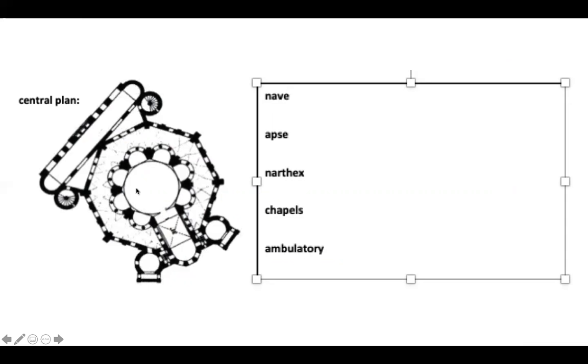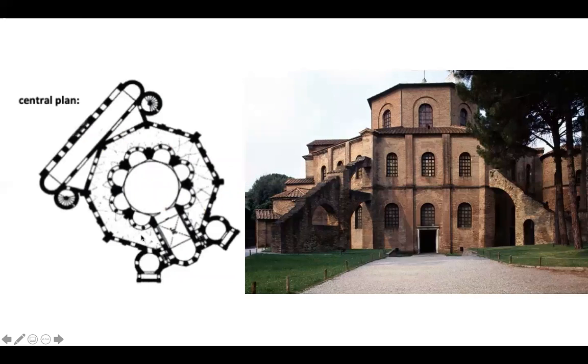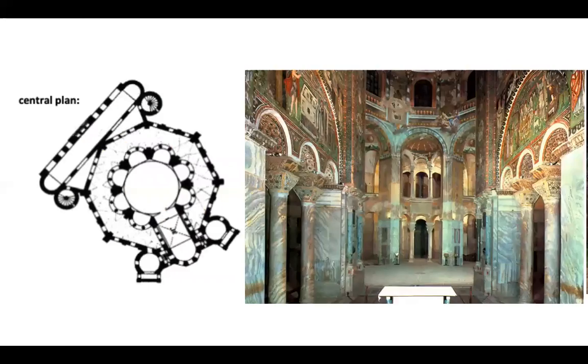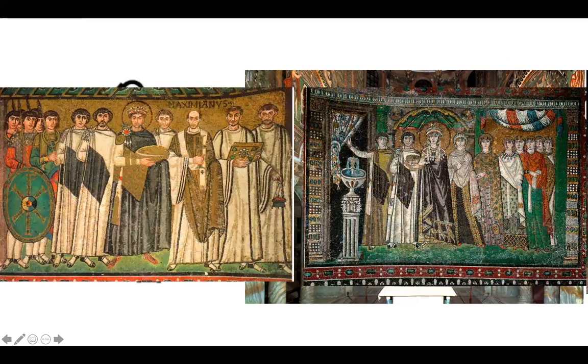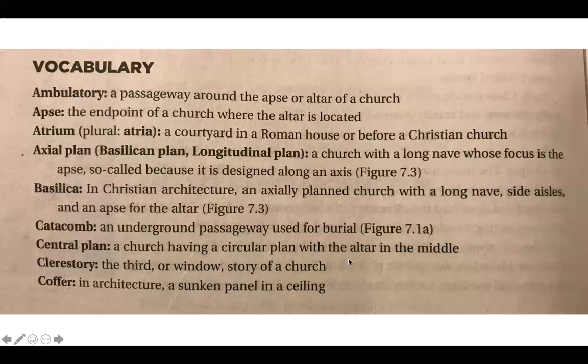And this is the central plan, which is different than the longitudinal plan. So the central plan, we have San Vitale from Ravenna. Here's the interior of it, and you can see mosaics. This would be Byzantine. Look at those Byzantine mosaics. You've got Justinian here, and then Theodora. All right, a lot of vocabulary.